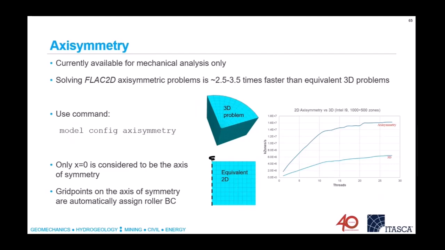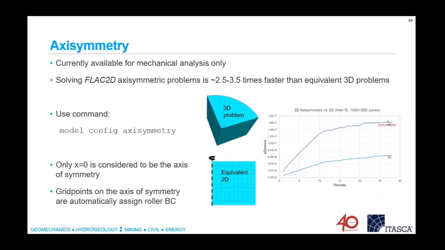One thing to remember, the model should coincide with the vertical axis at x equals 0. It's an axis of symmetry. And on this axis of symmetry, FLAC2D will automatically put roller boundary conditions. That's pretty much all you need to know about axisymmetry. The rest of the analysis is the same.